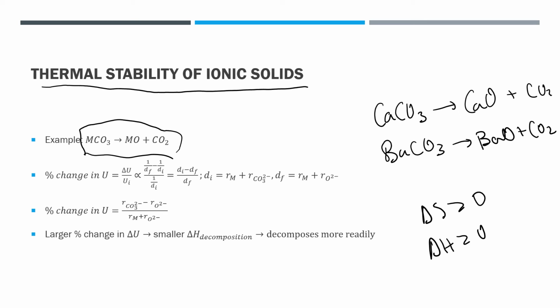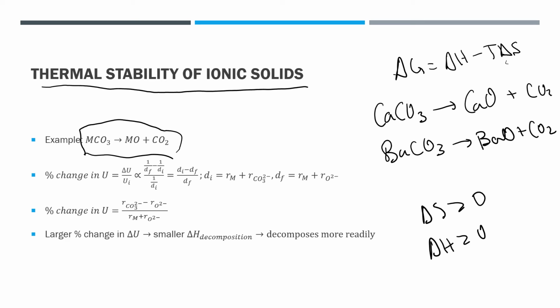Why do we have delta H greater than 0? Because we're breaking bonds, right? If we're going from metal carbonate to metal oxide and CO2, we have to break those bonds of the carbonate to release the CO2. So we have a net breaking of bonds, so we have a delta H greater than 0. But the lower the delta H, the more spontaneous the decomposition. Because remember, delta G is equal to delta H minus T delta S.